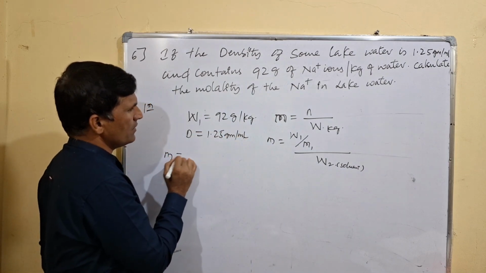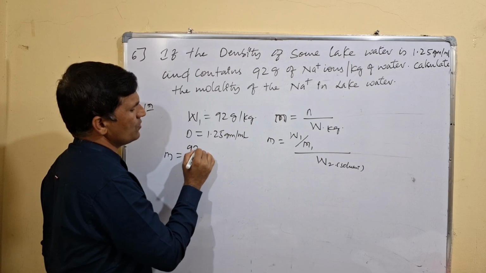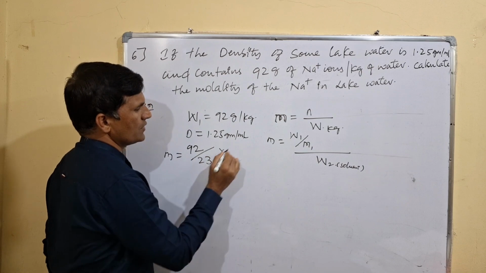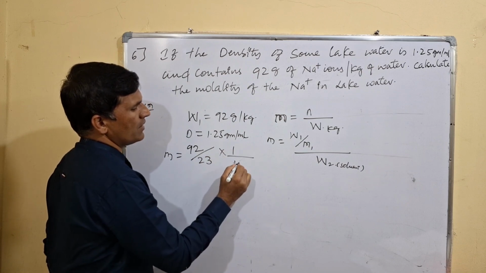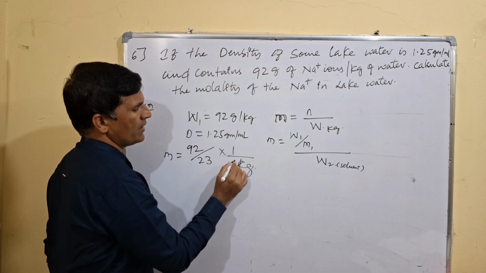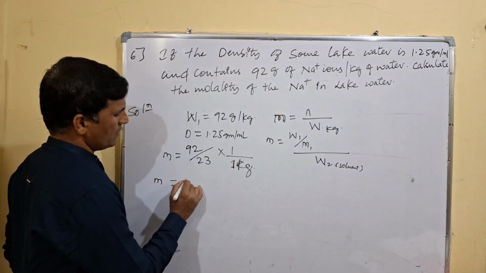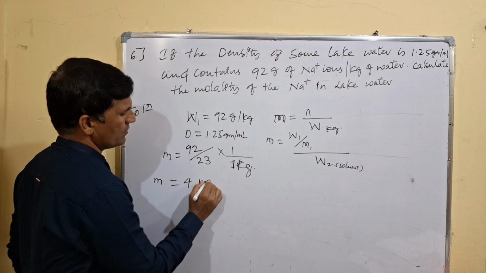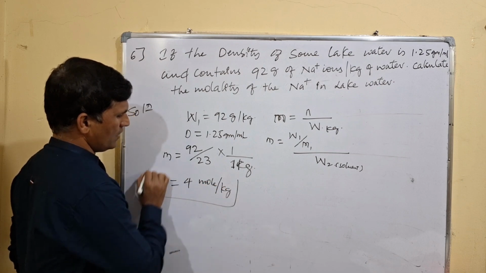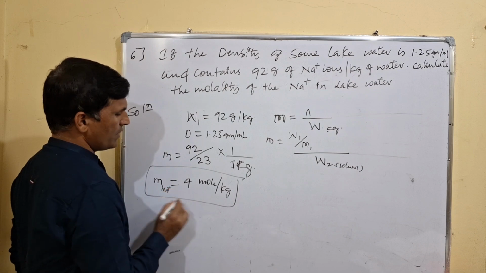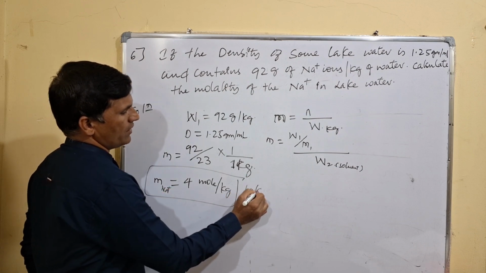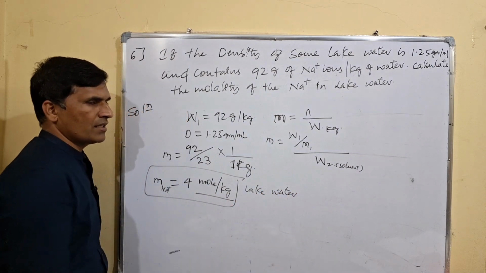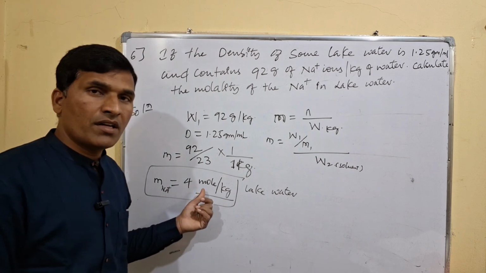So weight of the substance is 92 and atomic mass of sodium ion is 23, into 1 by W2. W2 is how much? Already it is given, 1 kg. You write like this, 1 kg. So molality is equal to 4 mole per kg. That is the molality of Na plus ions in the lake water. You should write like this, lake water. And please remember, you should write the unit, otherwise your answer will not be considered.